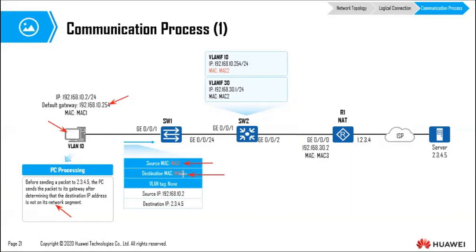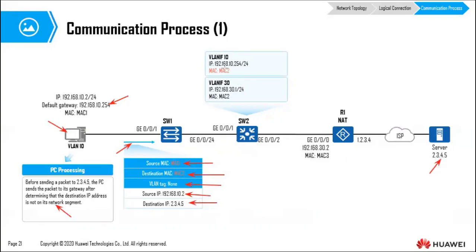Destination MAC address of the gateway. VLAN tag at this point, no VLAN tag, right? Source IP address of PC1. Destination IP address of the what? Server.